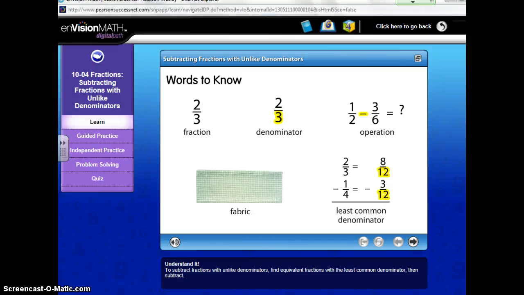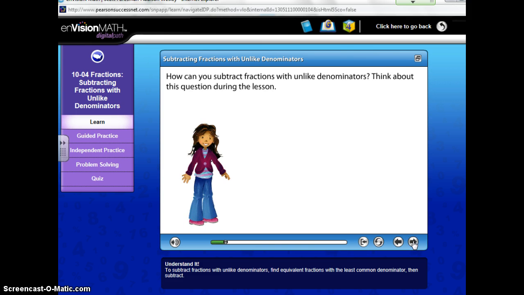So yesterday we worked on adding fractions that had different denominators. So of course, guess what we're going to do today? That's right. So you can turn off your adding brain and turn on your subtracting brain because that's what we're going to focus on today. So how can we subtract fractions that don't have the same denominator?